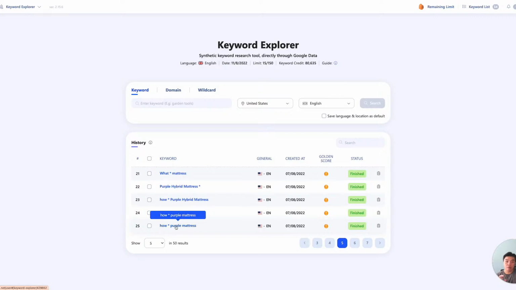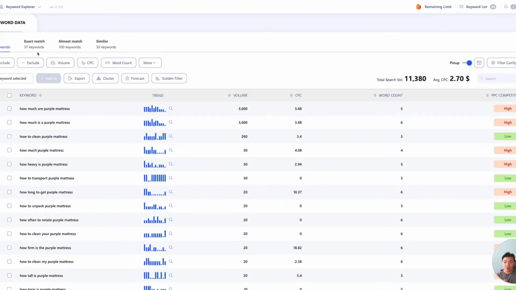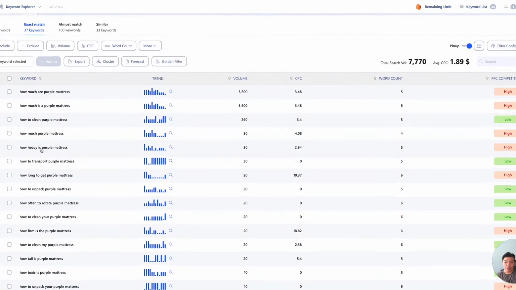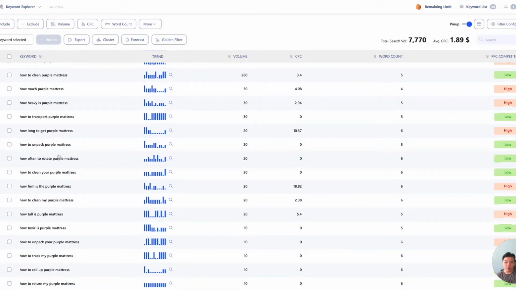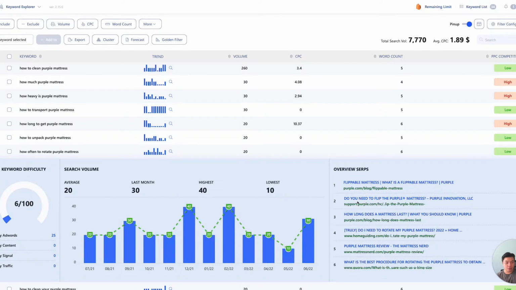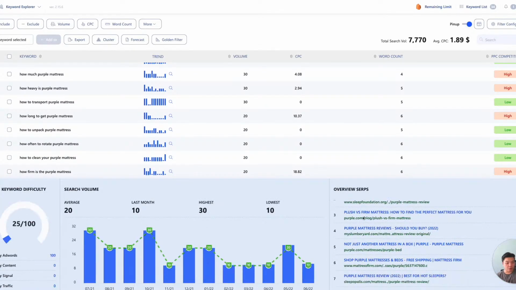Maybe how star purple matches, how much are, so you get maybe exact word, then you have to how to clean, how much, how heavy, how to transport, how long, how to unpack, how often. So you can click on, you will see that, wow, okay, so this guy really covered all most of the things regarding purple matches.